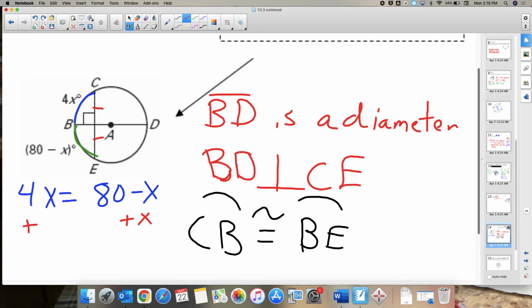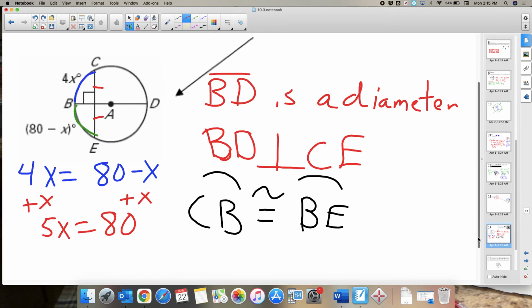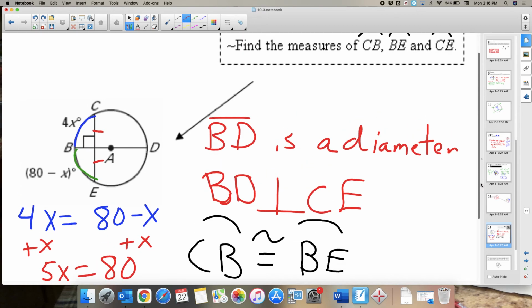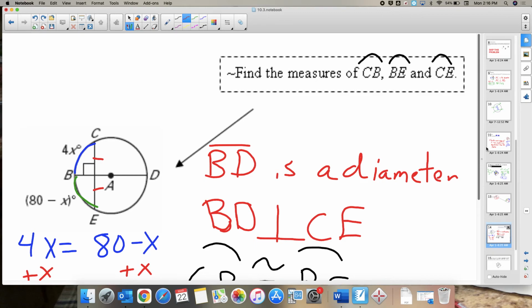We'll add x to both sides. We got 5x equals 80. We divide, we get x to equal 16. Now, if x is 16, they want us to plug it in and find the measures of our three arcs that they want. Arc CB would be 4 times 16, which would be 64. Arc BE would be 80 minus 16, which would also be 64. And arc CE, which is the whole thing there, would be those two arcs added together, 128.